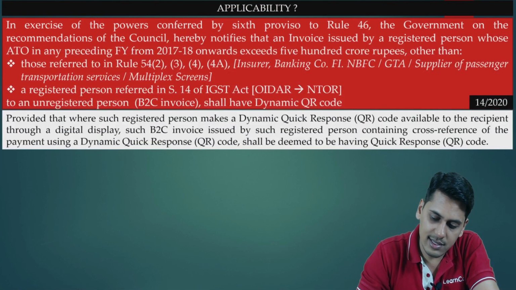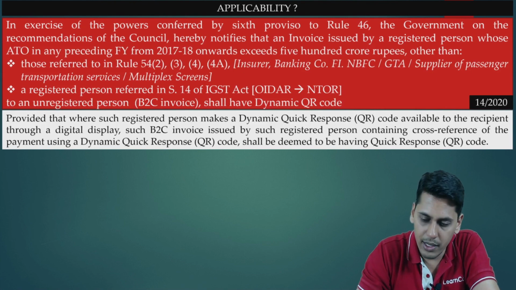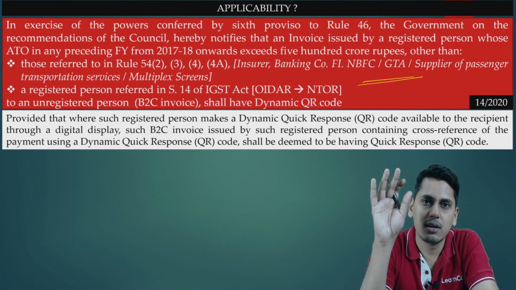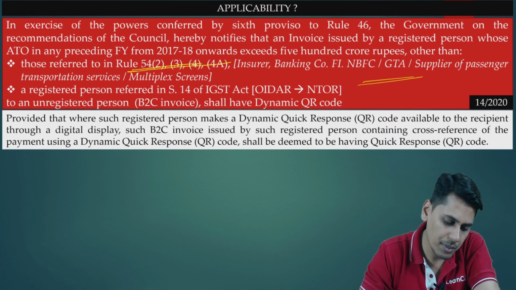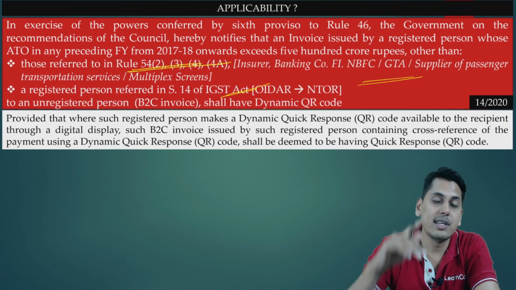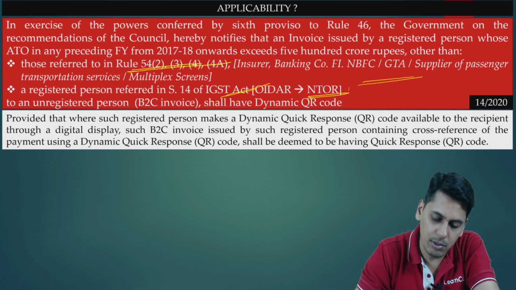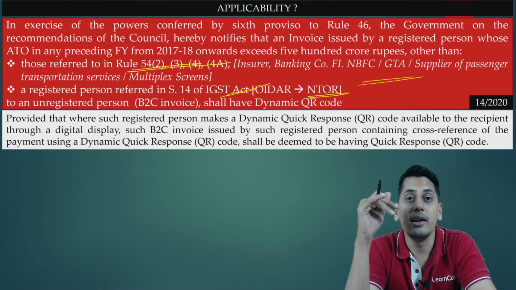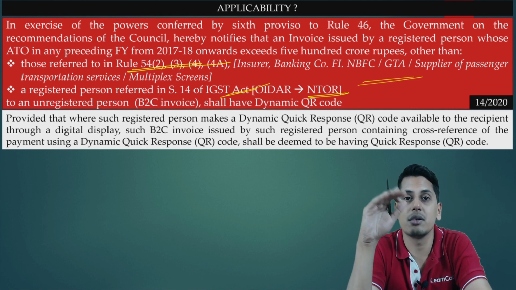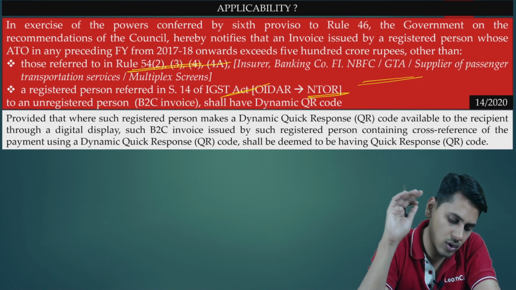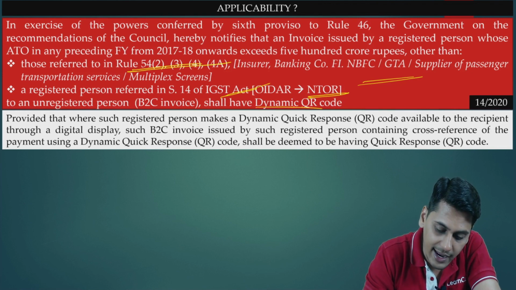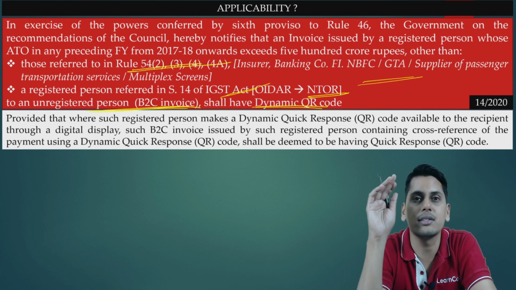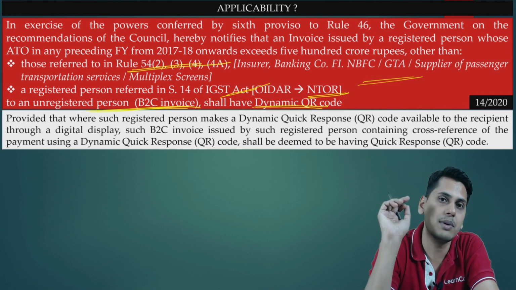So now friends, as regards applicability, I am sure we are clear by now. The applicability is to registered persons other than these specified suppliers, other than OIDR sitting in non-taxable territory supplying to non-taxable online recipients. Other than these, all registered persons whose aggregate turnover in any preceding financial year from 17-18 onwards exceeds 500 crores have to have a dynamic QR code on their invoice for all B2C supplies which are made by them.